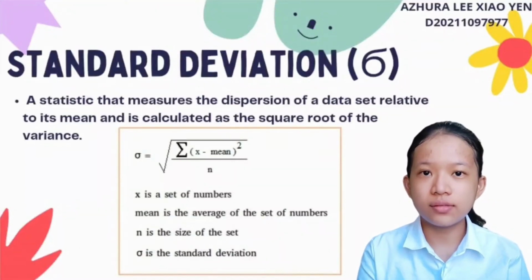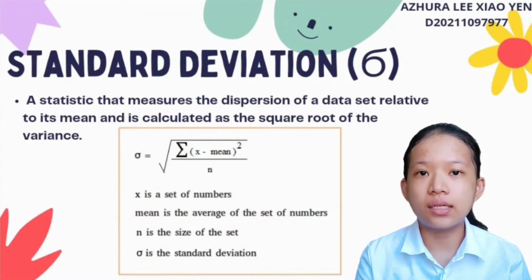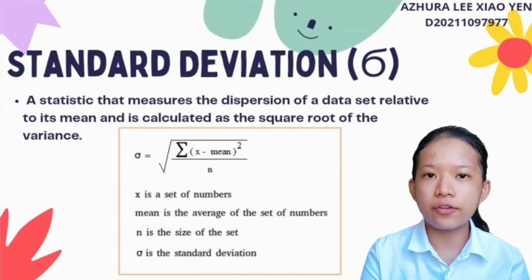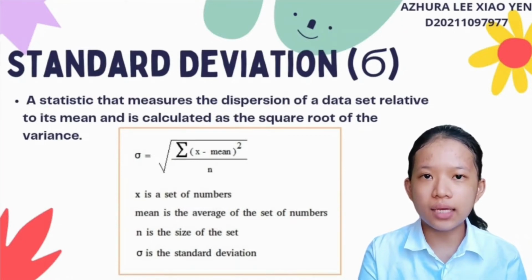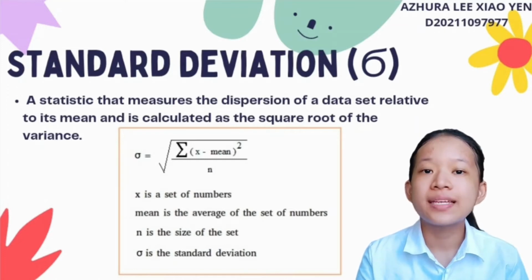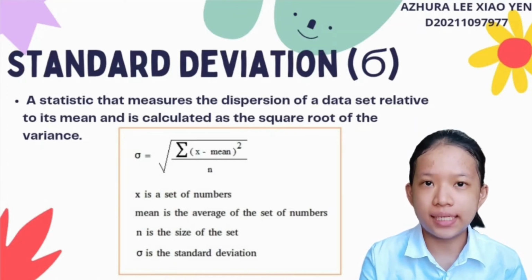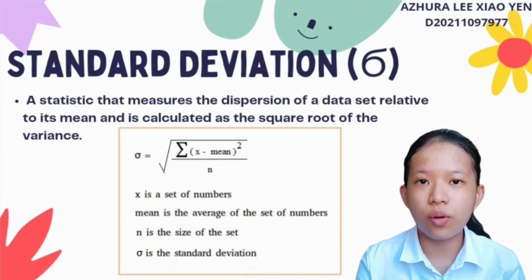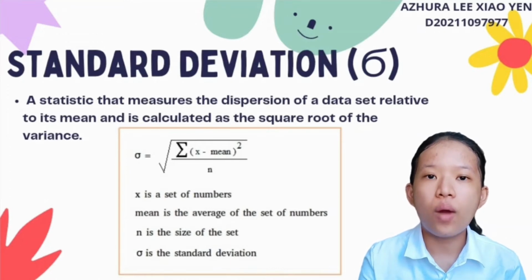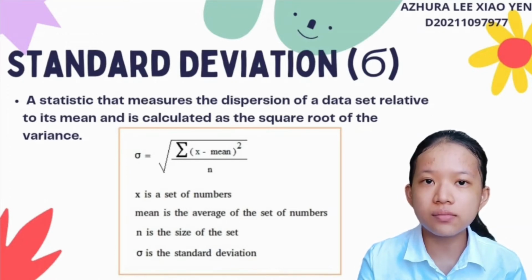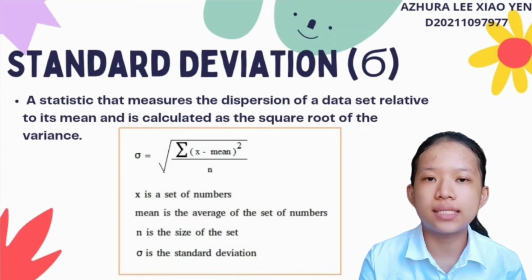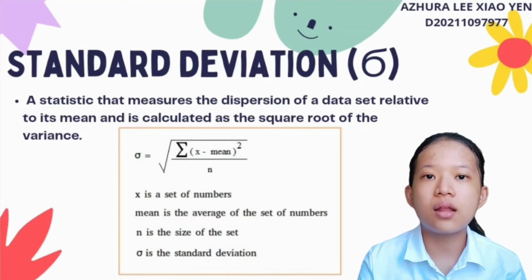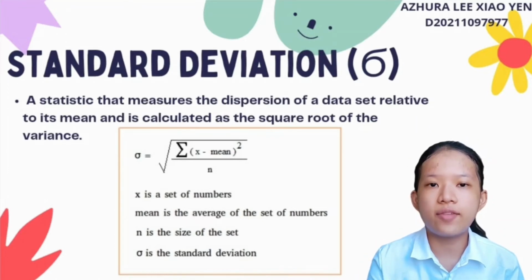What is standard deviation? The standard deviation is a statistic that measures the dispersion of a data set relative to its mean and is calculated as the square root of the variance. The formula of standard deviation is the square root of the total of (x minus mean) squared, divided by n, where x is a set of numbers, mean is the average of the set of numbers, n is the size of the set, and lowercase sigma is standard deviation.